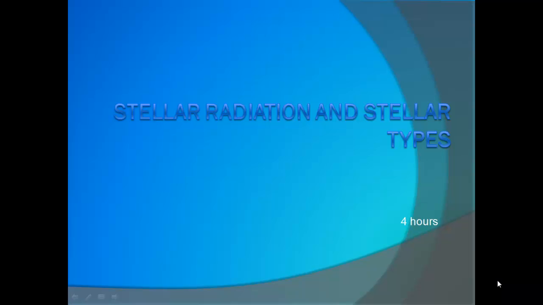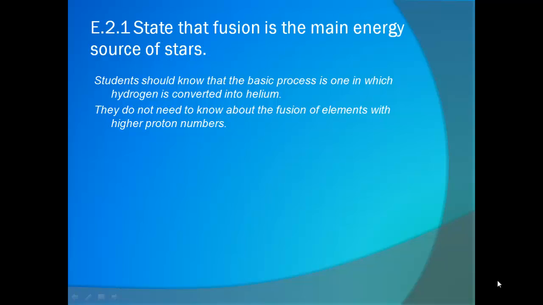The next section is stellar radiation and stellar types. We have to state that fusion is the main energy source of stars. Fusion is when small nuclei come together to make a larger nucleus, and they release lots of radiation energy. In this case we have hydrogen. For most stars, hydrogen is converted into helium.